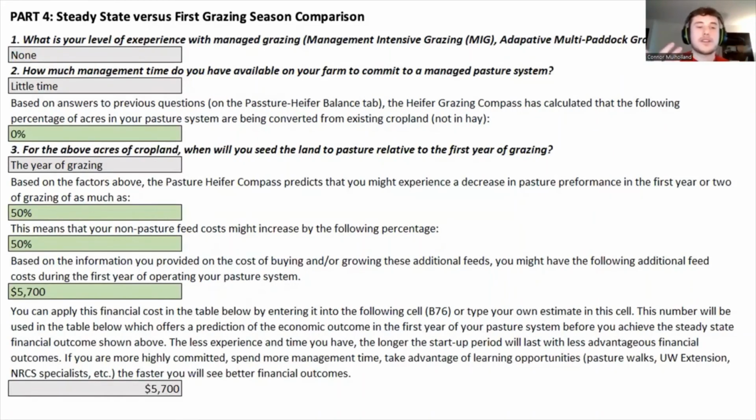So this next part is where we try to factor in this learning curve. We have a little survey, and based on your level of experience, how much time you're willing to put in, and when you're going to seed your pasture, we will knock off a certain amount of productivity from your pasture, and then you would have to replace that productivity with extra feed. In this case, we're seeing in that first year that you might have an extra $5,000 to $6,000 in feed costs to cover your lack of productivity.